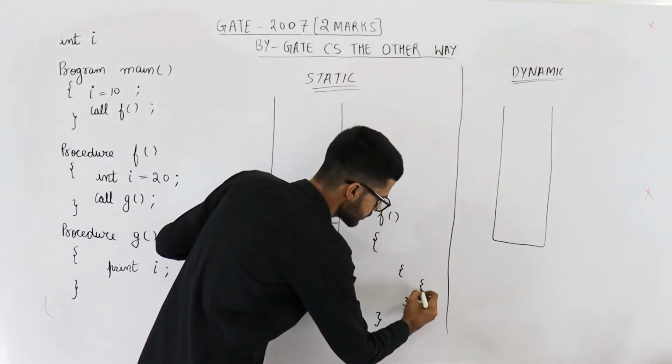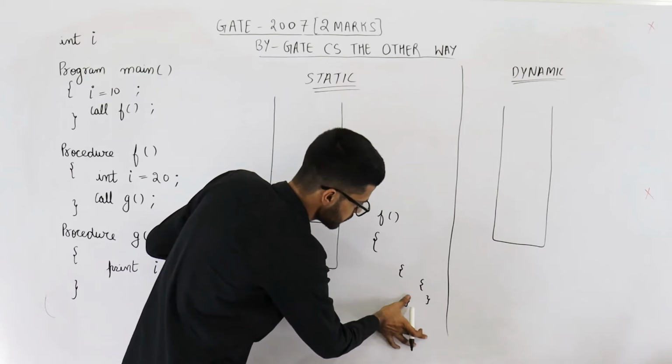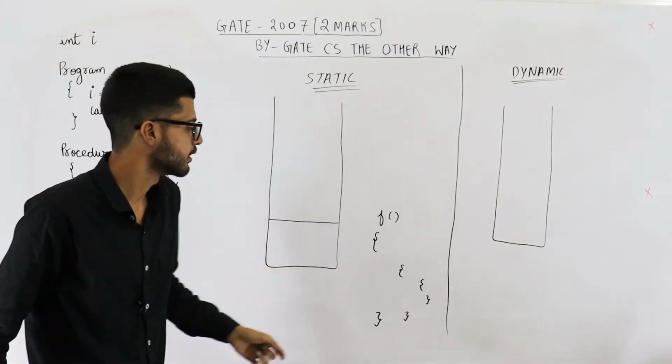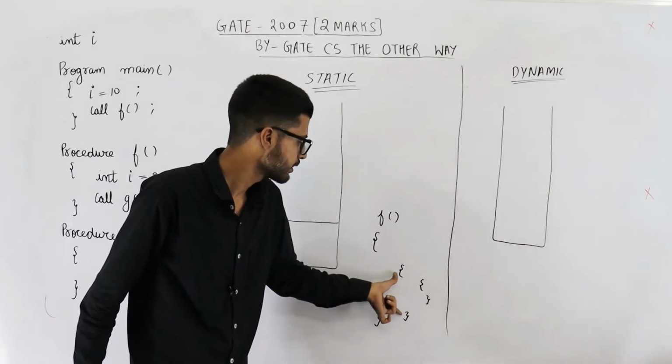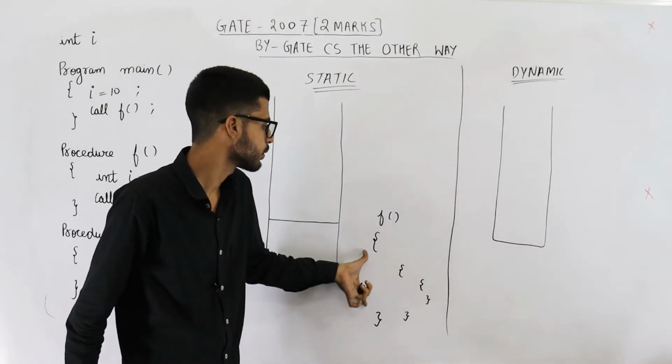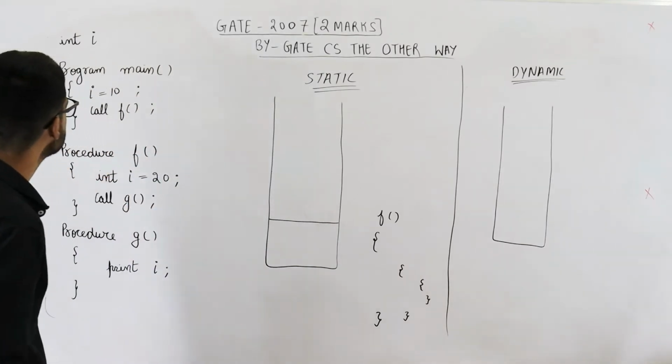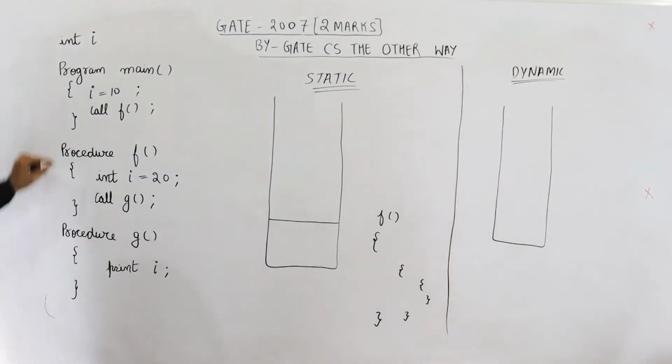Similarly, suppose there is some pair of brackets like this. You just keep on coming one level outside. If you cannot find it here, look in these brackets. If you cannot find it here, look in these brackets, and so on. So let us just solve this question for static scoping.